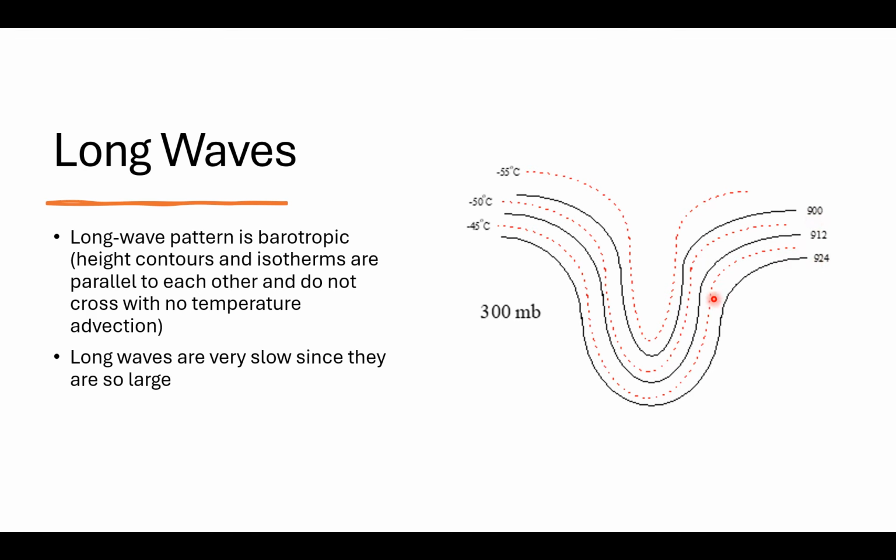But notice how this red dashed line, the isotherm, never crosses the solid dark lines at all. They are parallel to each other. That's the relationship. That's what makes them barotropic. And whenever you have a barotropic situation, you do not have any changes in air masses, no changes in temperature advection.